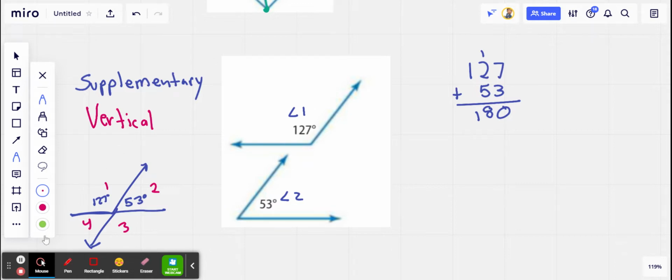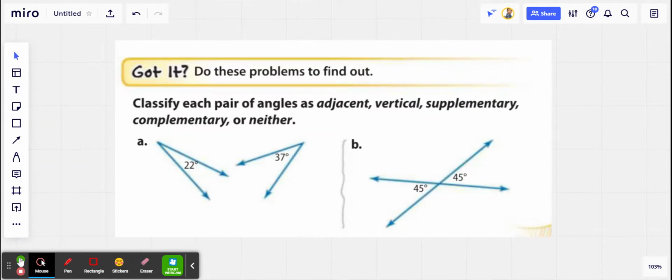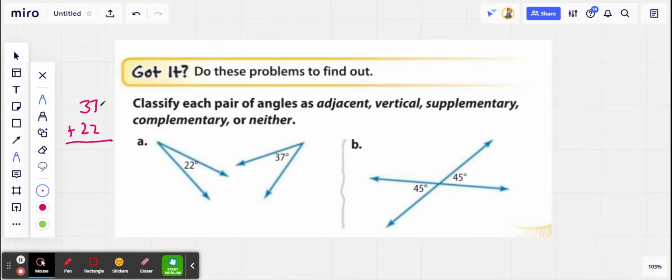Okay, let's do another example. All right, let's take a look at this one. So first thing I'm going to do here is add both of these angles up. Let's do 37 plus 22. 7 plus 2 is 9. 3 plus 2 is 5.